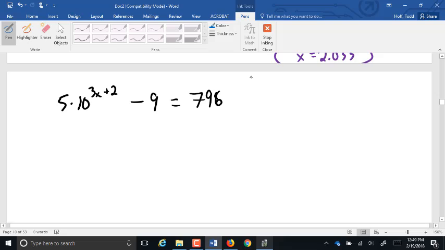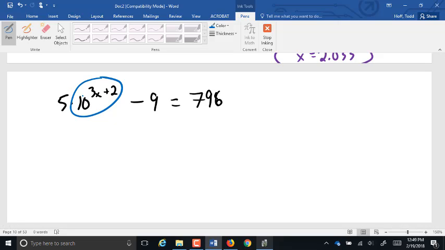Looking at something like this, 5 times 10 to the power of 3x plus 2, minus 9 equals 796. Well, again, we're going to isolate the exponential. Even though there's a bunch of ugly stuff in that power, we don't care. We're going to isolate the exponential. It has been multiplied by 5, and then 9 has been subtracted. So what's the first piece we take off? Jeremy? The last thing that was done was subtracting the 9. How do we get rid of that? Add 9. Very good.